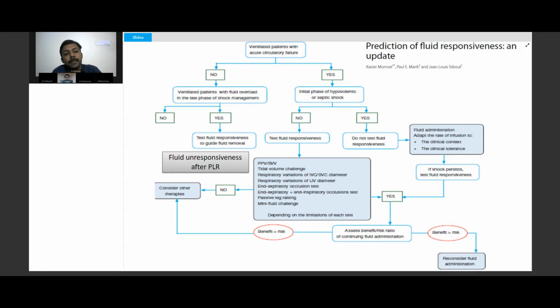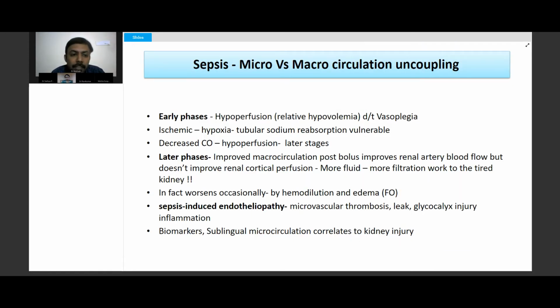So with sepsis, it's a different thing. In the early phases there is hypoperfusion due to vasoplegia. Later on there is ischemic hypoxic damage to the tubules, and also the cardiac output reduces, which causes hypoperfusion in the later phases. So improving macrocirculation post-bolus improves the renal artery blood flow, but doesn't improve the glomerular perfusion. And in fact, by giving more fluid, we're going to cause more filtration work to the already tired kidney. And it occasionally worsens further by hemodilution and edema.